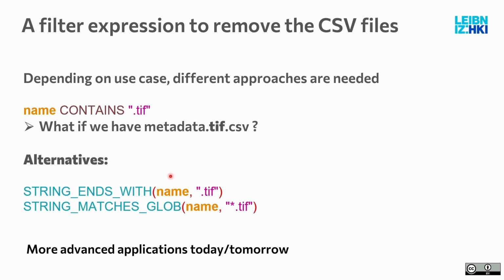Although, what if we have something like metadata.tiff.csv? Not uncommon that this happens. So you find also other alternatives for that. You can check if the name actually ends with .tiff or this glob filter, which is like a more general application of that.